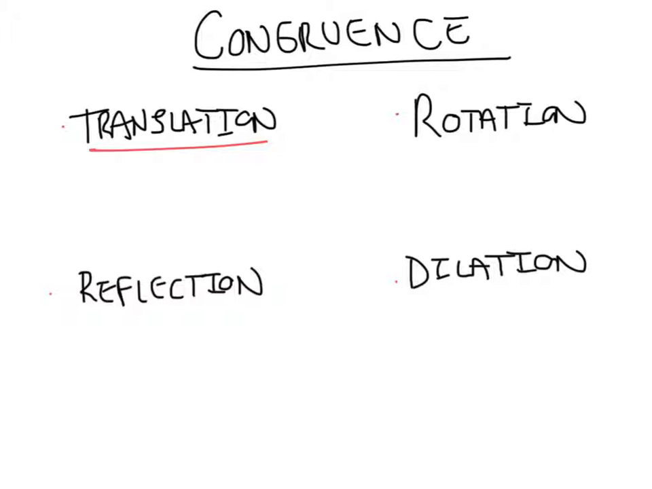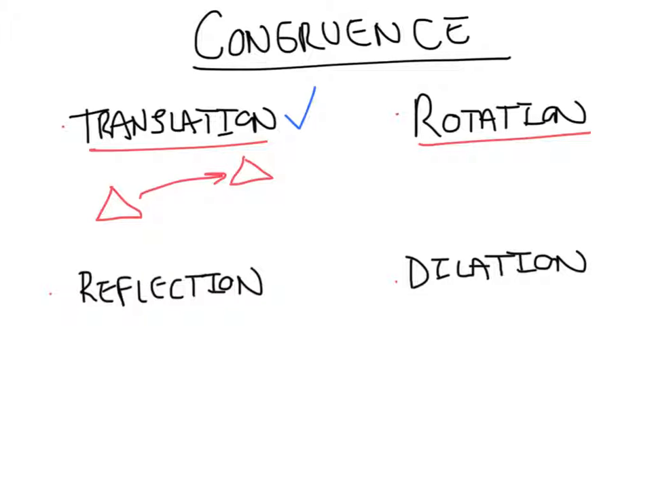Well, we have to know what a translation is. A translation is where we take a shape and we slide it and just move it to a new spot on the graph. That's all we're doing. We don't make it bigger, we don't make it smaller, we don't turn it. All we do is slide it. So since we're not changing the size and since we're not altering the shape, translations are going to preserve our congruence. Next, let's look at our rotations.